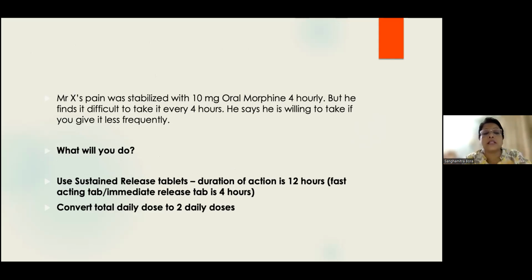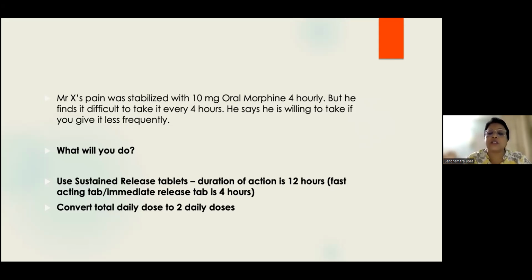Now, Mr. X's pain has been stabilized with 10 milligrams of oral morphine 4 hourly. We have increased it to 10 milligrams. But he finds it difficult to take it every 4 hours. He says, you have done so much already, now I don't want to take so many morphine doses. He says that please reduce my dose, or please reduce the frequency so that it becomes less cumbersome for me. Okay, so what will we do now? So we use the sustained release tablets.